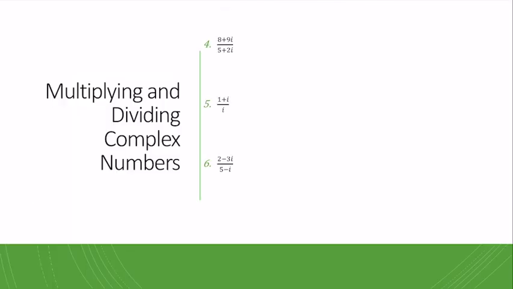And again, when it comes to dividing complex numbers, no radicals in our denominators. So I need to multiply by the conjugate. So I've got 5 minus 2i over 5 minus 2i.